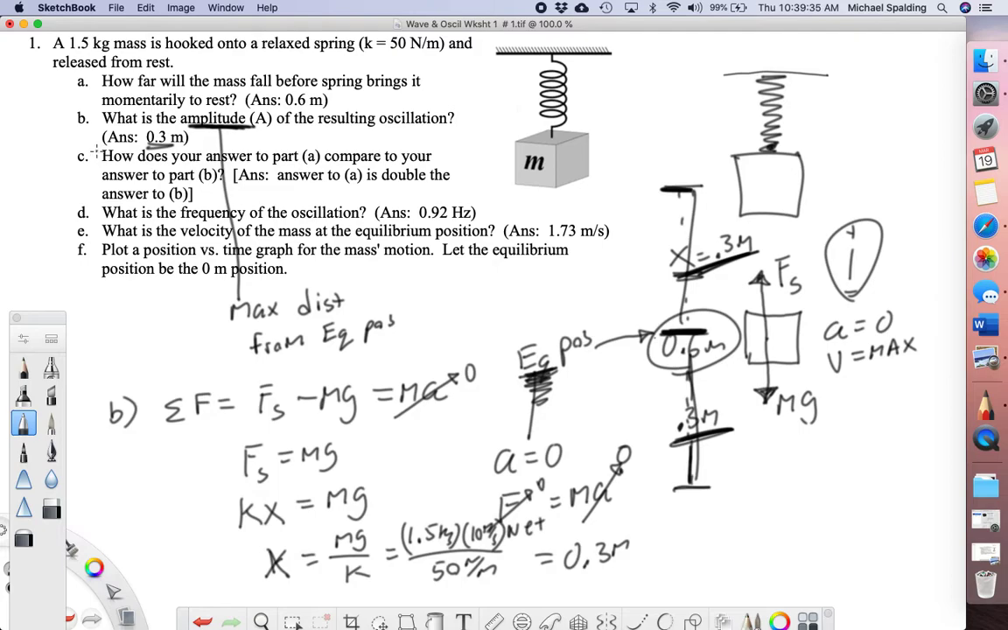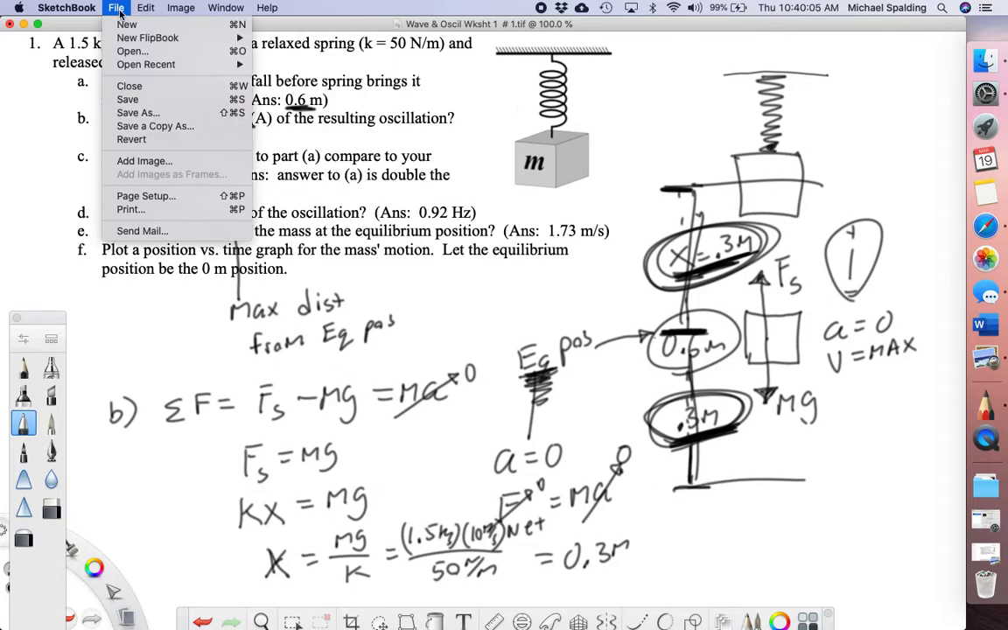All right, now question C, how does your answer to part A compare to your answer to part B? So if you look, the answer to A is exactly double the answer to B. And the reason for this is the amplitude on each side of the equilibrium is the same. So if you add up these two amplitudes, it gives the total distance from highest point to lowest point. Okay, question D. Let's revert this.